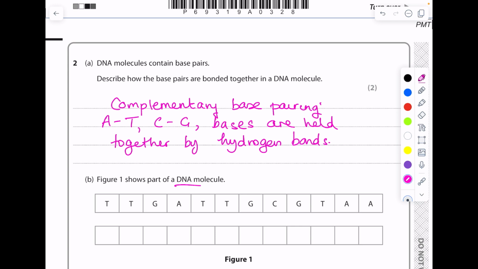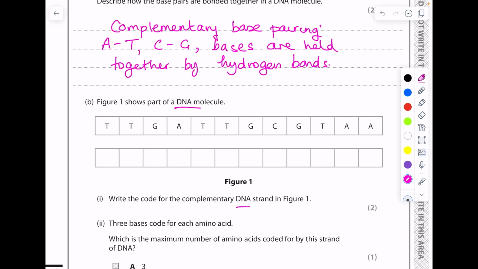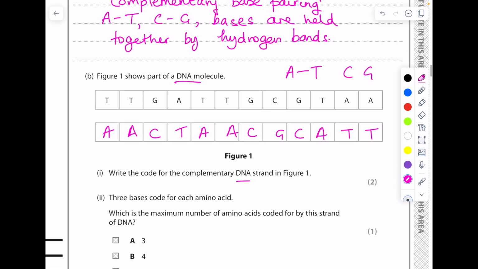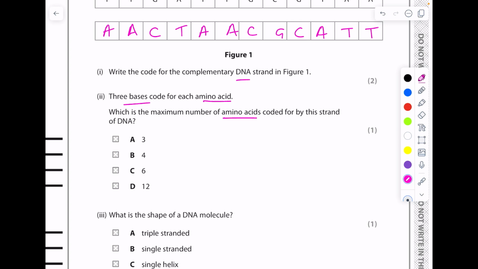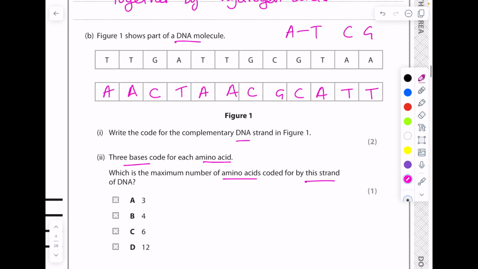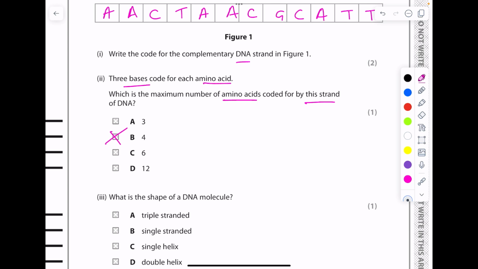Figure 1 shows part of a DNA molecule. Write the code for the complementary DNA strand. So we are always following these rules. Every time you see an A, you write T. T, you write A. G, you write C. And that's done. 3 bases code for each amino acid. What is the maximum number of amino acids that can be coded for by this strand of DNA? So we know we need 3 bases per amino acid. So there's 1 amino acid, 2, 3, and 4. So the answer here is 4. That option there is B.